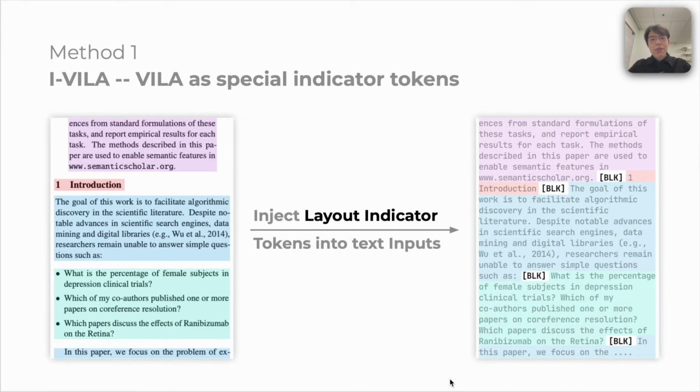We first implement the I-VILA model, which injects VILA as special indicator tokens. Inspired by recent work for adding structures in the model inputs, we add a special token, BLK, at the boundary of the visual layout groups. Shown in the illustration on the right side, the tokens between a pair of BLK usually have the same category, and the appearance of the BLK token may signal changes in the semantic category.